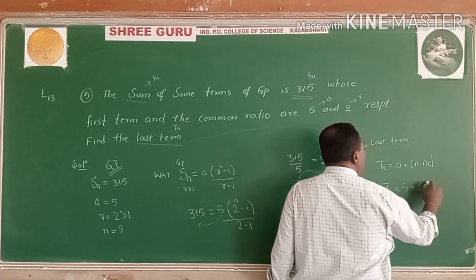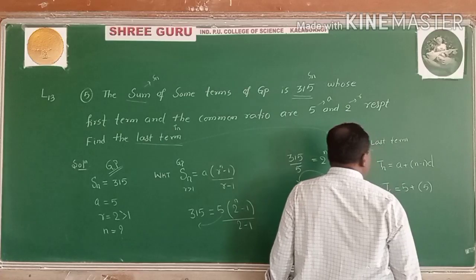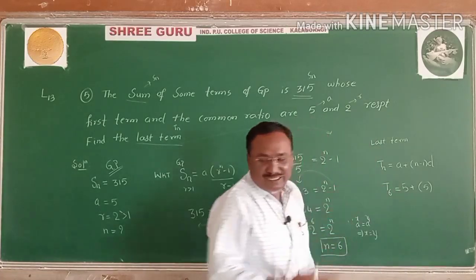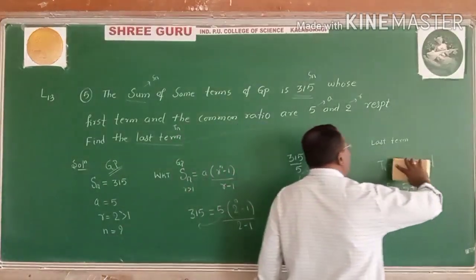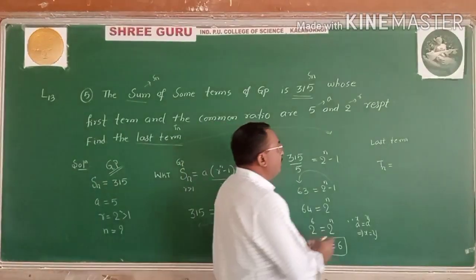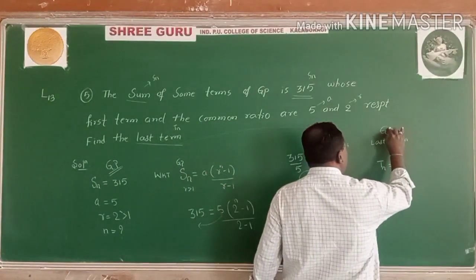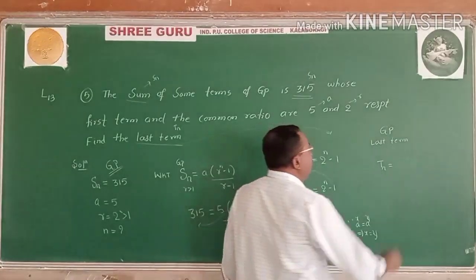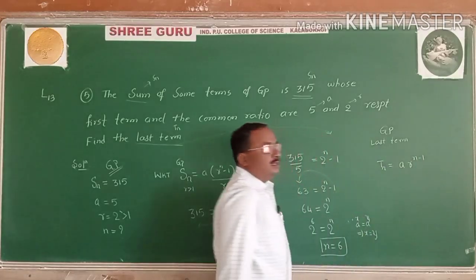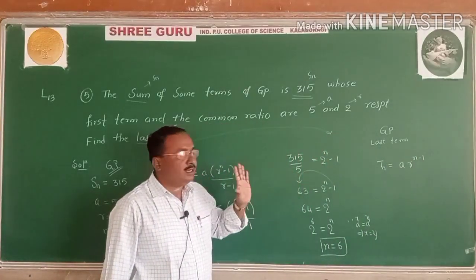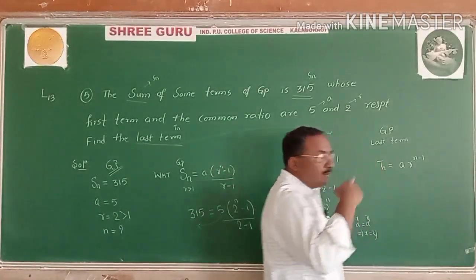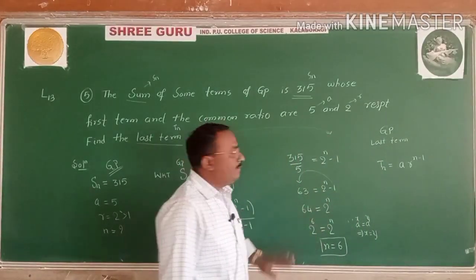6 minus 1, 5, into the common difference. Here, to find a into r to the power, that is where the mistakes happen. The formula here is for an AP, don't confuse it. Sorry, in the form of GP, Tn is equal to a into r to the power n minus 1. T1 is the first term a, T2 is ar, the second term, and the last term is a into r to the power n minus 1. Keep in your mind, AP type, GP type, don't confuse them.